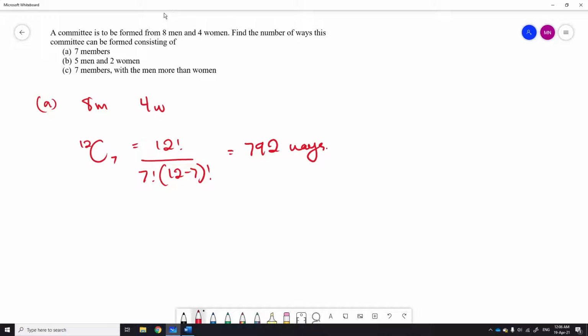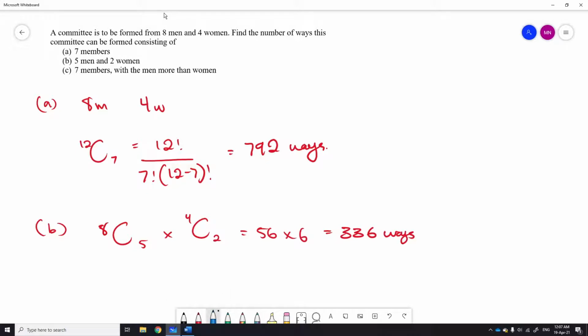Okay, then for question B, 5 men and 2 women. So 5 for men and another 2 for women. So from the total number of 8 men, computed for 5 positions for men, multiplied by the 4 total number of women, combination for 2 positions for women. So we have 56 times 6, that is equal to 336 ways.